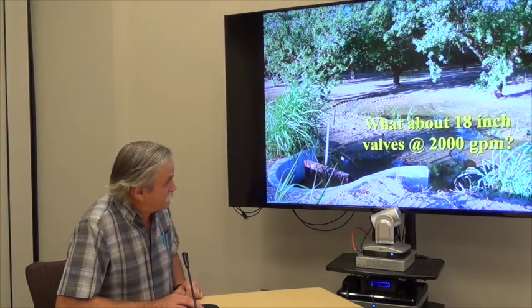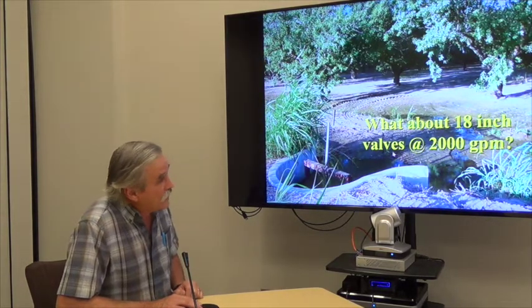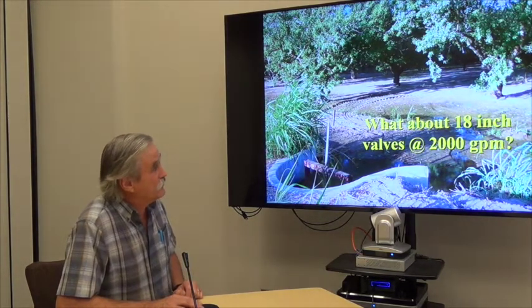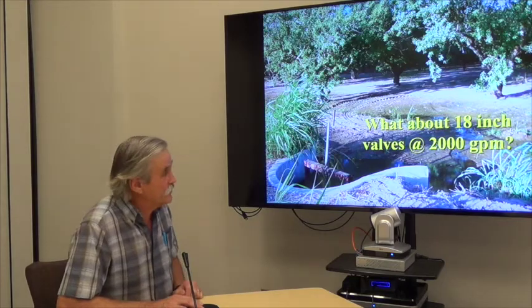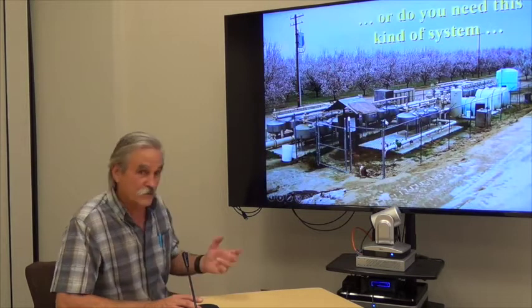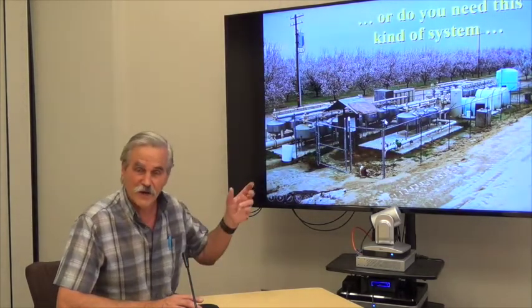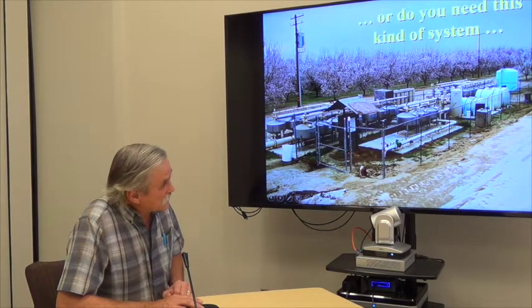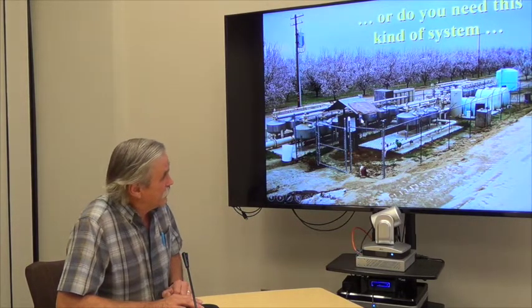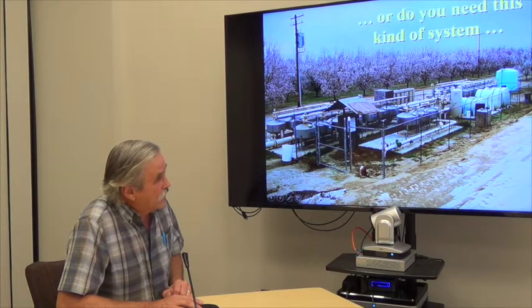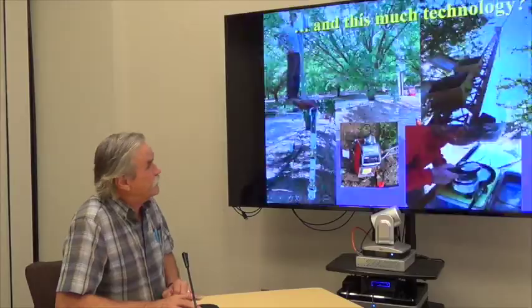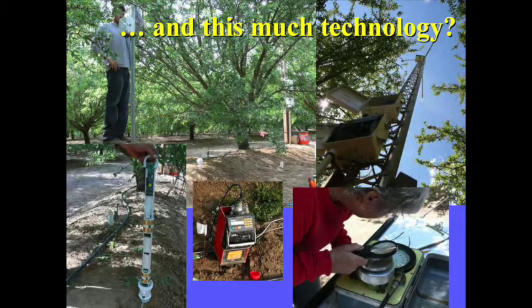So that last slide was Wasco sandy loam near Shafter. Here's these big 18-inch gate valves in Modesto run at 2,000 GPM on Delhi series loamy sand. Can those two be as uniform as this fancy microsystem that has up-to-date sand media filtration, computerized control, multiple injection pumps for fertigation, and then do I need this much equipment?